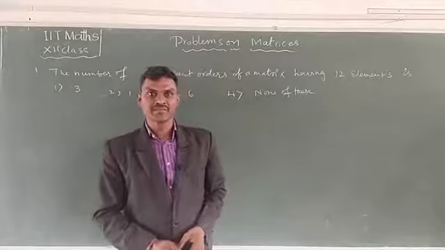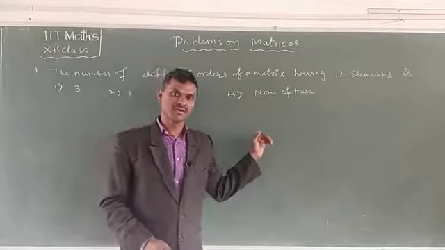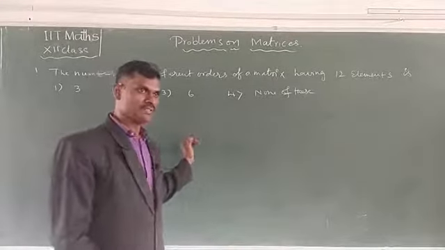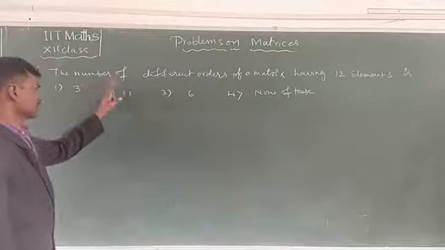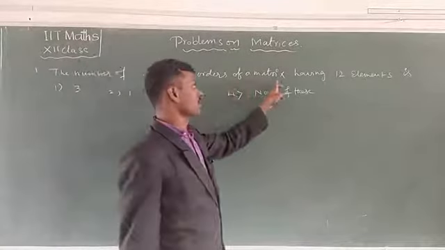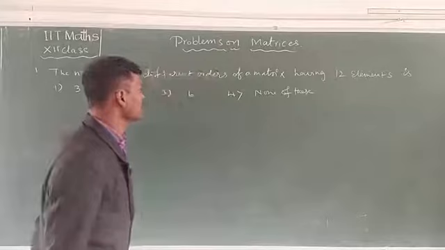Last class we discussed the matrices concept. In this class we have to discuss some problems. This is the first problem: the number of different ordered pairs of a matrix having 12 elements.